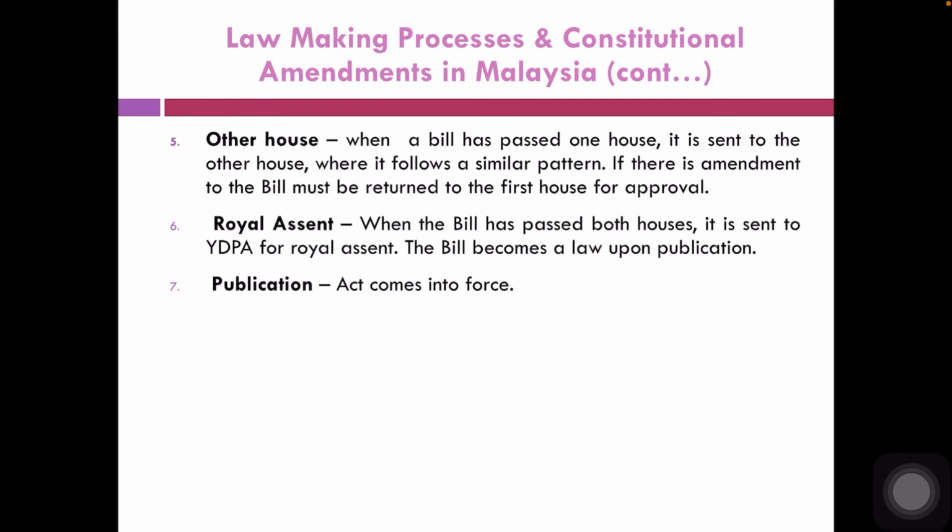So, other house, when a bill has passed one house, so it is sent to other house. So, untuk dalam Malaysia, kita bill tadi akan dihantar ke Dewan Negara, where it follows a similar pattern. So, if there is amendment to the bill, must be returned to the first house for approval. And then number 6, Royal Assent. When the bill has passed both house, so bila dekat Dewan Rakyat pun dah lulus, dekat Dewan Negara pun dah diluluskan, so it is sent to the Yang di-Pertuan Agong for the Royal Assent. So the bill become a law upon publication. And last but not least, the law ataupun the bill tu will be published and act comes into force, akan dikuatkuasakan serta merta.